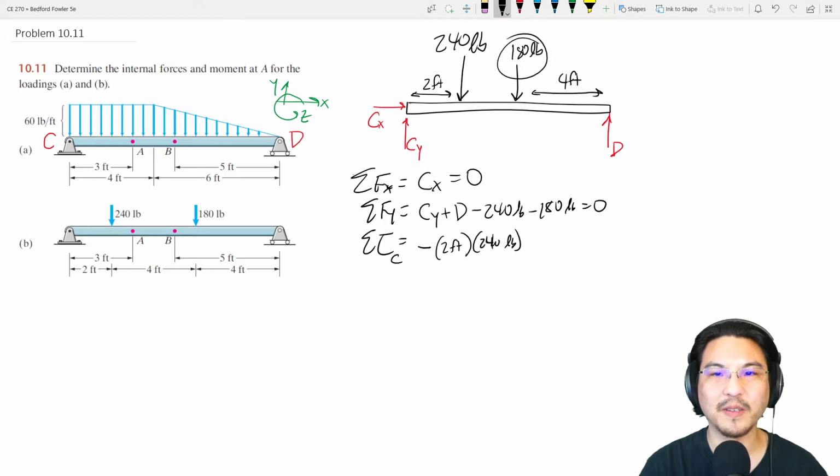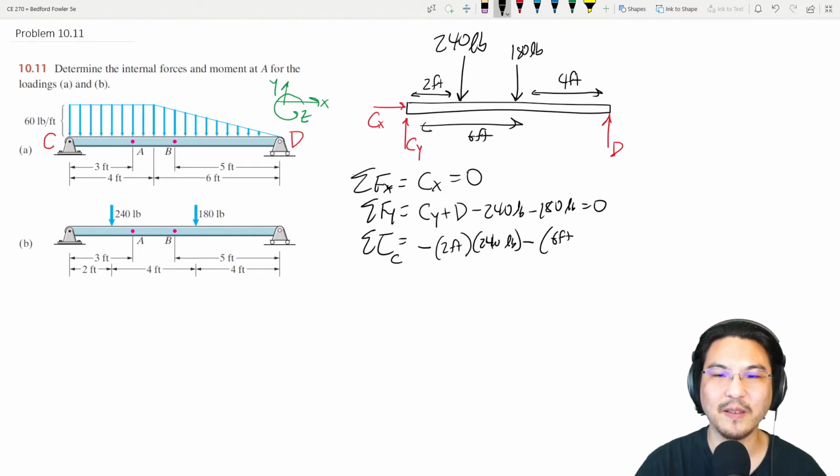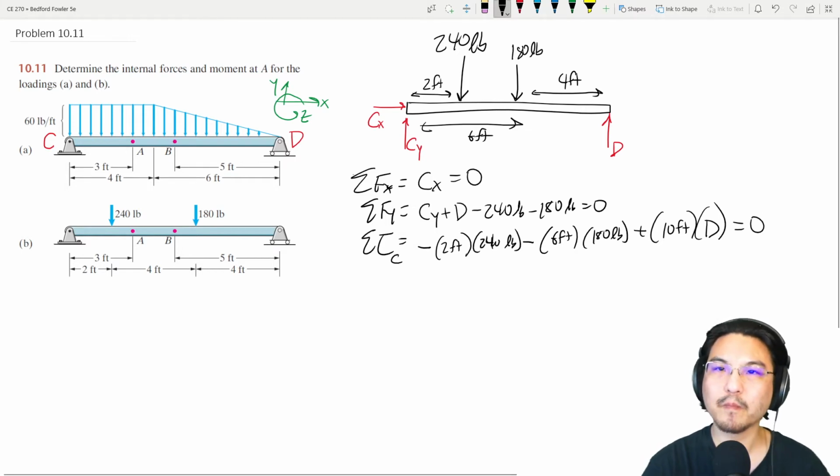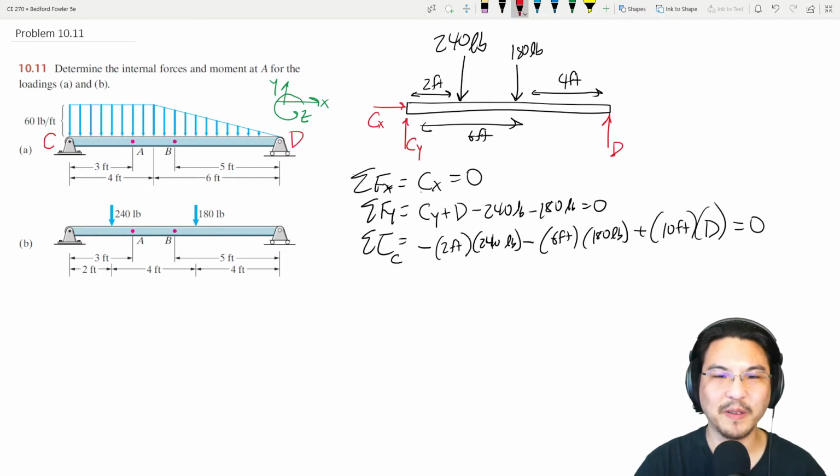Then there's torque from this. So let's see. The entire bar is 10 feet. So here to here is 6 feet. Okay, so minus 6 feet, 180 pounds. And then the whole bar is 10 feet. So this would be plus 10 feet D. Okay, I think I got everything. Equals 0.